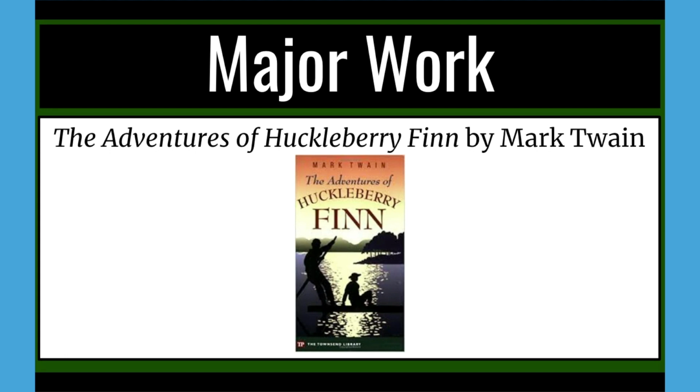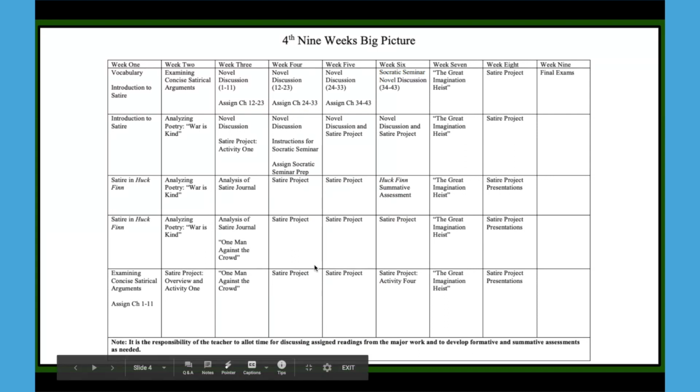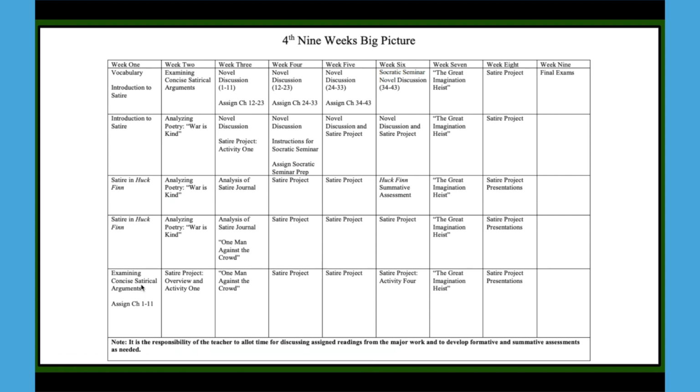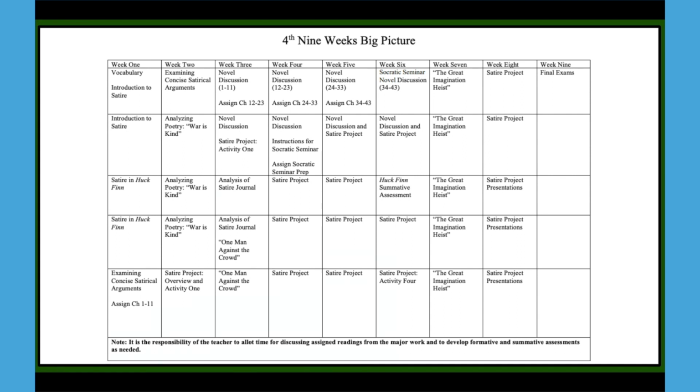All right, let's look at how this novel falls in the big picture for the 9 weeks. Week 1 is designated for the introduction of satire. The students are also assigned the first 11 chapters to read independently. Week 2 brings introduction of the satire project, in which student groups will work together to create their own satirical products. Week 3 is dedicated almost entirely to novel study.